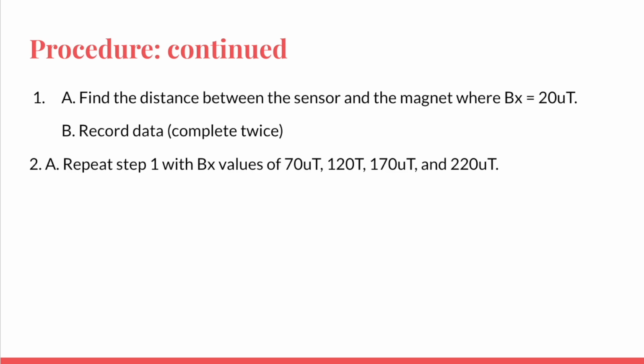Moving on to the first portion of this experiment, we're going to find the distance between the sensor and the magnet where Bx equals 20 microteslas. You're going to do that twice, and then you're going to do this step for 70 nanoteslas, 120, 170, and 220.